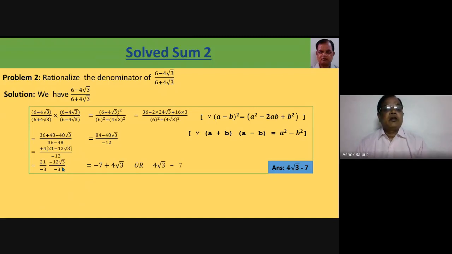So first we try to remove the square root sign in the denominator. It is this method. If we have removed this sign in the denominator, then it is called rationalization. Now we are going to the next sum and will explain it to you.